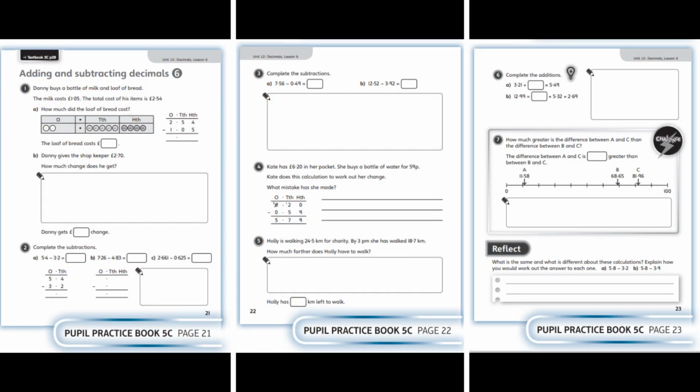Now it's time for your independent work. Today your independent work comes from pages 21 to 23. I want everyone to do page 21 and to attempt everything on page 22. However, when you get to page 23, if you find the challenge extremely difficult, you don't have to do it. Remember, it is there to push you a little bit farther. However, I do want you to try the reflection, as always. You always do the reflection at the bottom of the page.